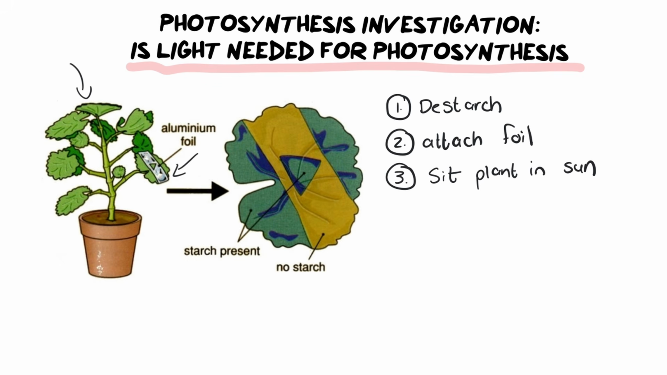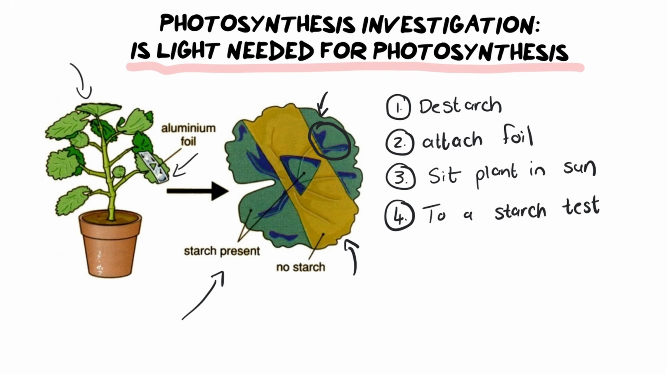Now, the next step to test whether or not anything has happened, step 4, is you are going to do a starch test. And when you do a starch test, as we can see in the result here, what you can perceive is this yellowy area, there is no starch, whereas this green area has these blue-black areas on it, which means that photosynthesis did take place.